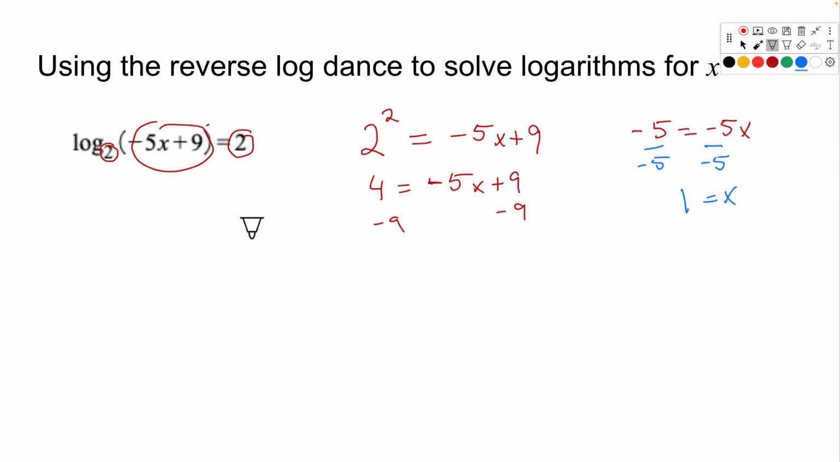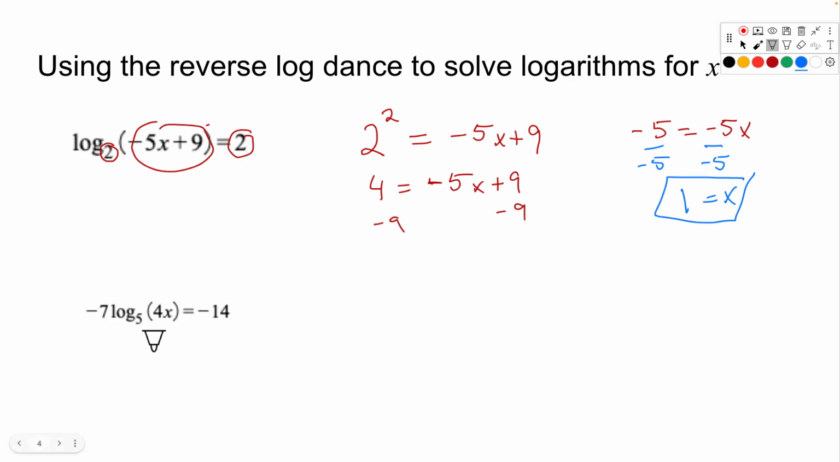Really? All we have to do is put in 1 for x, and that's what our solution is. Wouldn't have seen it coming at the beginning, but plug in 1, that's 5 minus 5, that's 4. So log base 2 of 4 is 2, because 2 squared is 4. Okay. Not so bad. So we can take a log and turn it into an exponential, and a lot of times that's just sort of the easiest way to solve it.